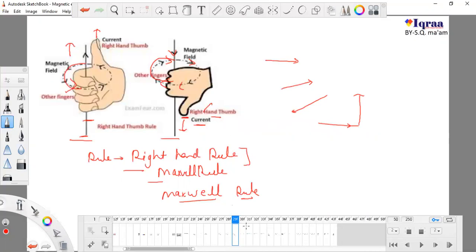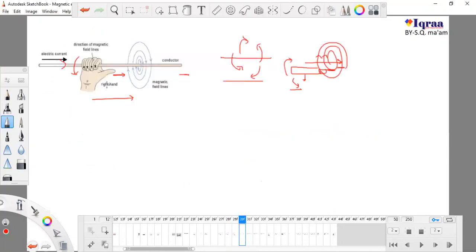If you are going to draw this, it is not important that you draw this finger and this. Don't draw fingers and thumb in your exam. Just write that this is the direction of current, and around it there is a magnetic line. So you can see how it is working.